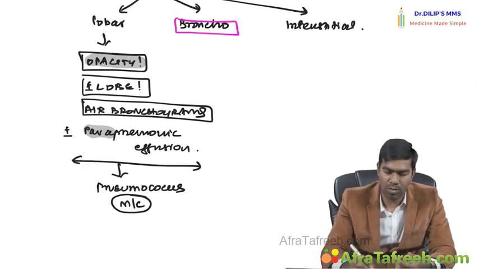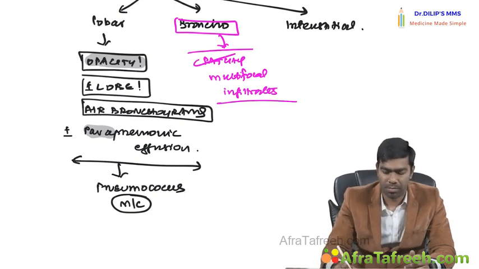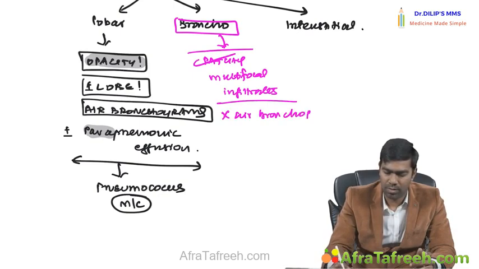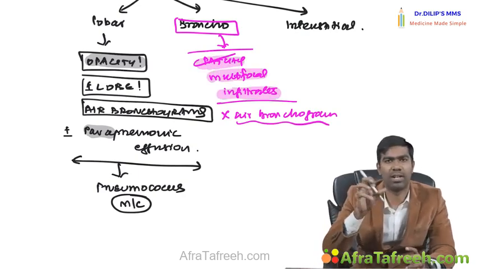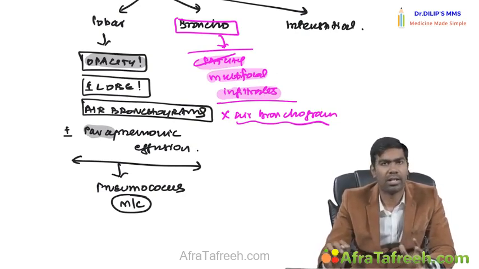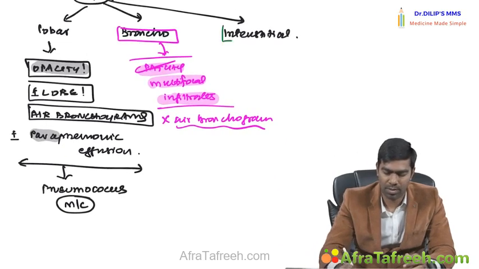Then let us see bronchopneumonia. In bronchopneumonia, you will get patchy and multifocal infiltrates. You will not get a focal one in a single lobe. You will get very patchy and multifocal infiltrates throughout, but you generally don't get air bronchograms in this. Very unusual. Instead you will get the same fluffy kind of densities, but multifocal, in different areas of the lung. So that's a bronchopneumonia. I'll show you the picture in some time.